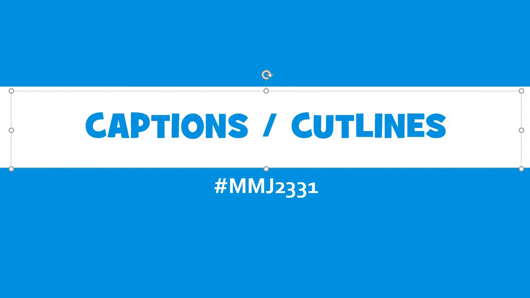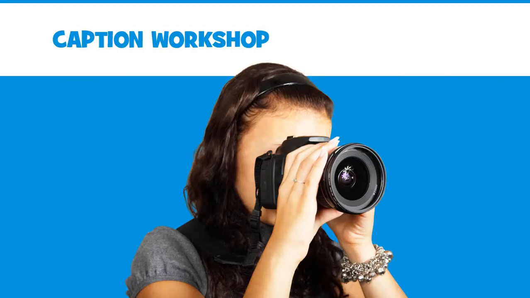Hey everybody, let's talk a little bit about captions and cut lines. What we're talking about when we talk about captions and cut lines is the little bit of information that comes underneath a photograph. So those of you who are interested in photography and how that overlays with journalism, here's an important piece of journalistic writing that goes along with that skill.